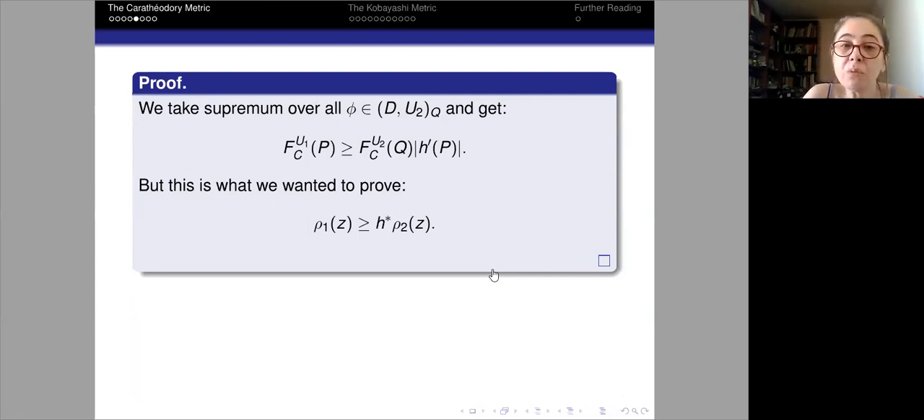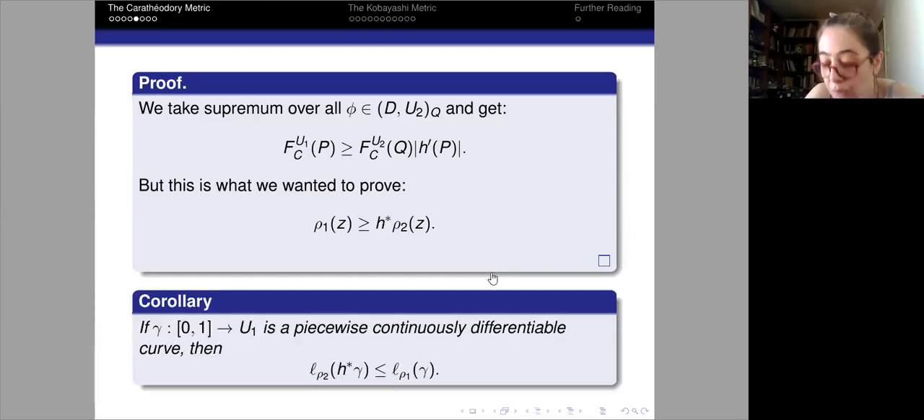So what you do is you take the supremum over all such phi, and you get that the value of the metric at the point P in the first domain is greater than or equal to the value of the metric at the point Q in the second domain times the magnitude of H'(P). But this is exactly what we wanted to show: rho 1 at the point C is greater than or equal to H star rho 2 at the point C.